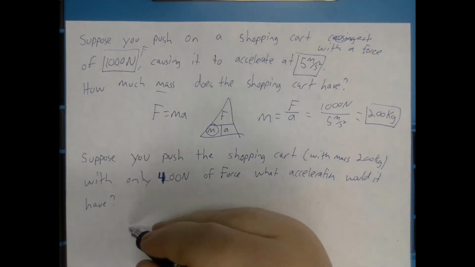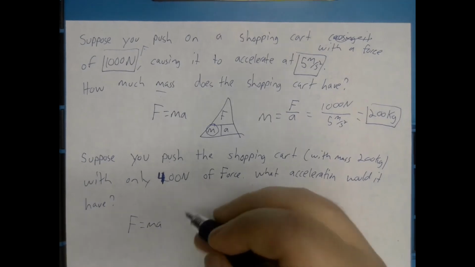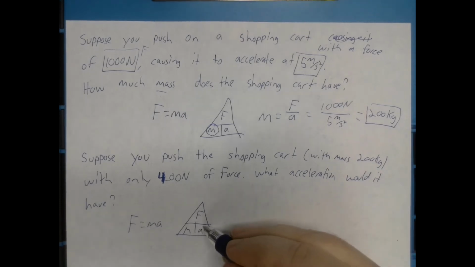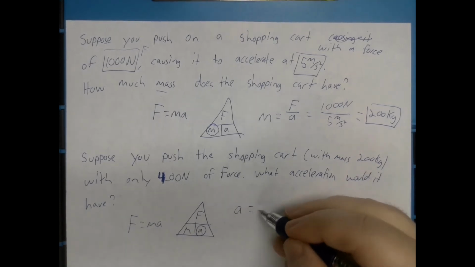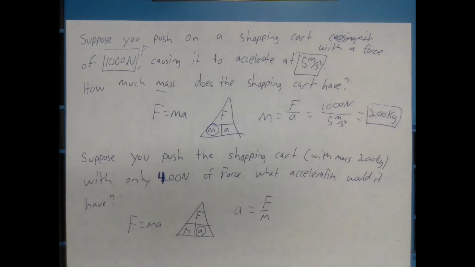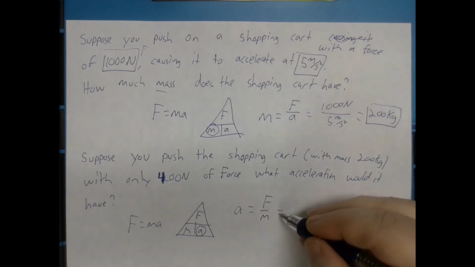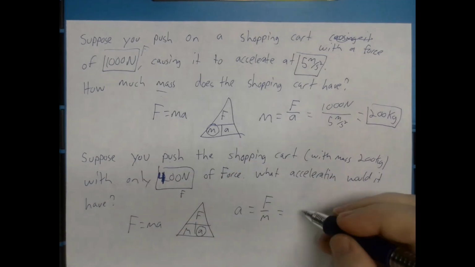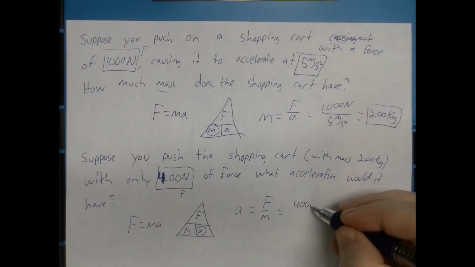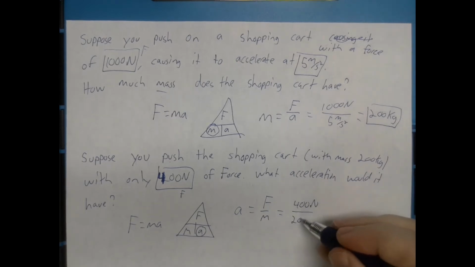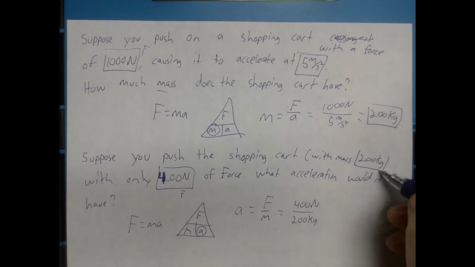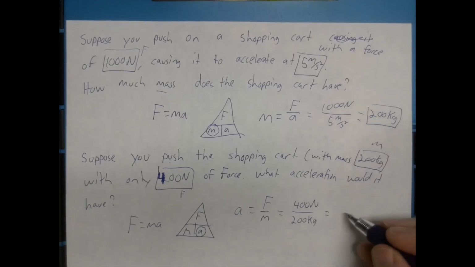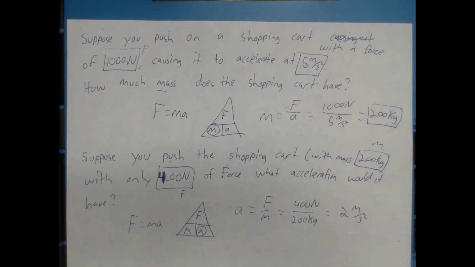So again, F equals ma. We're solving for a. So a is equal to force divided by mass. Force is now 400. Our mass is 200 kilograms. And so it would be 2 meters per second squared.